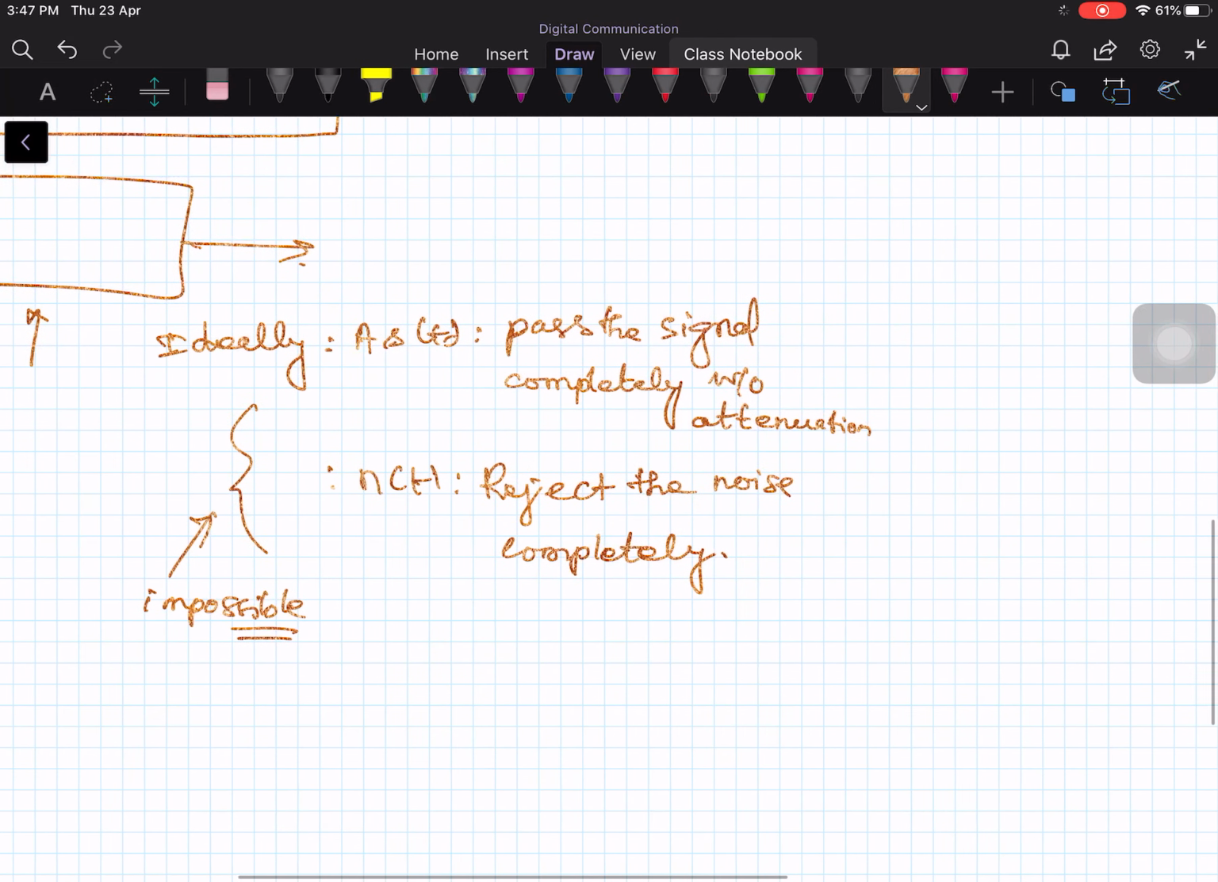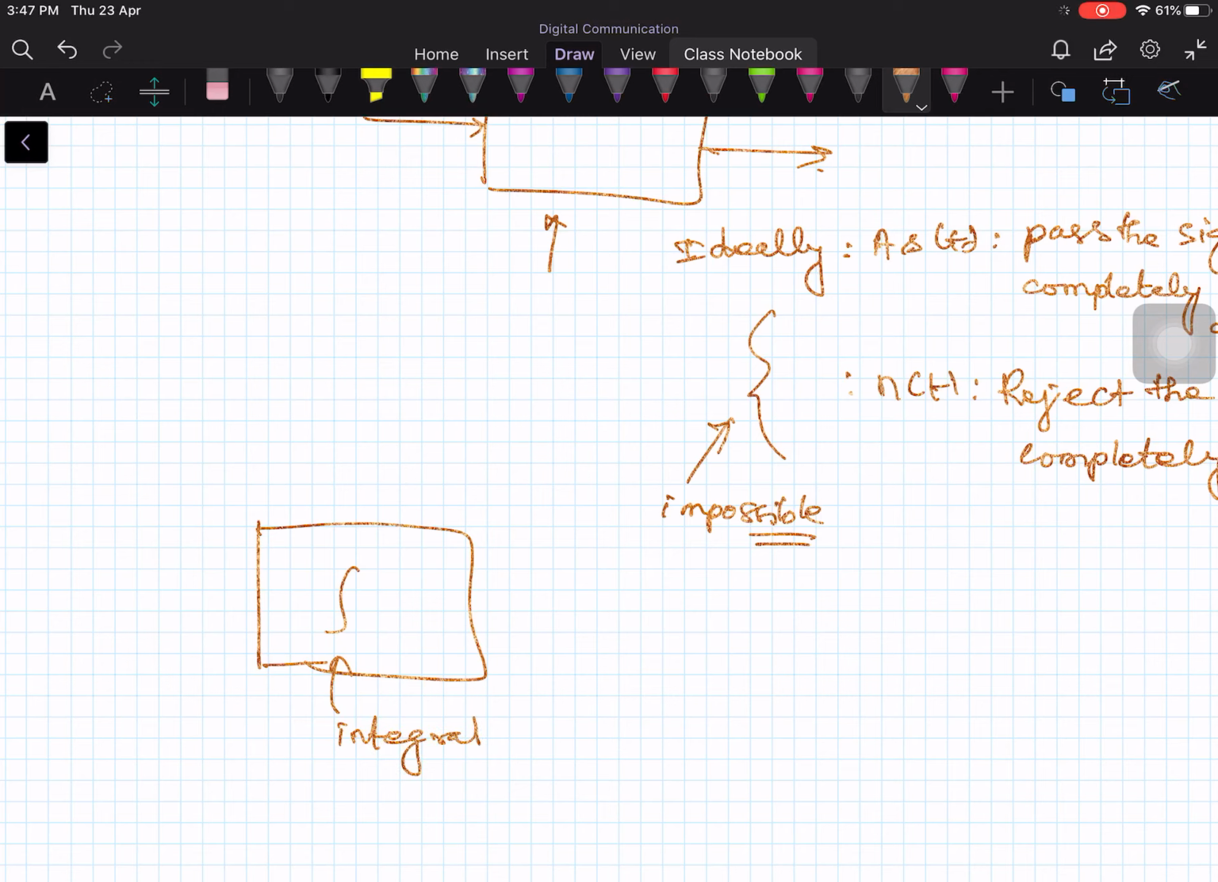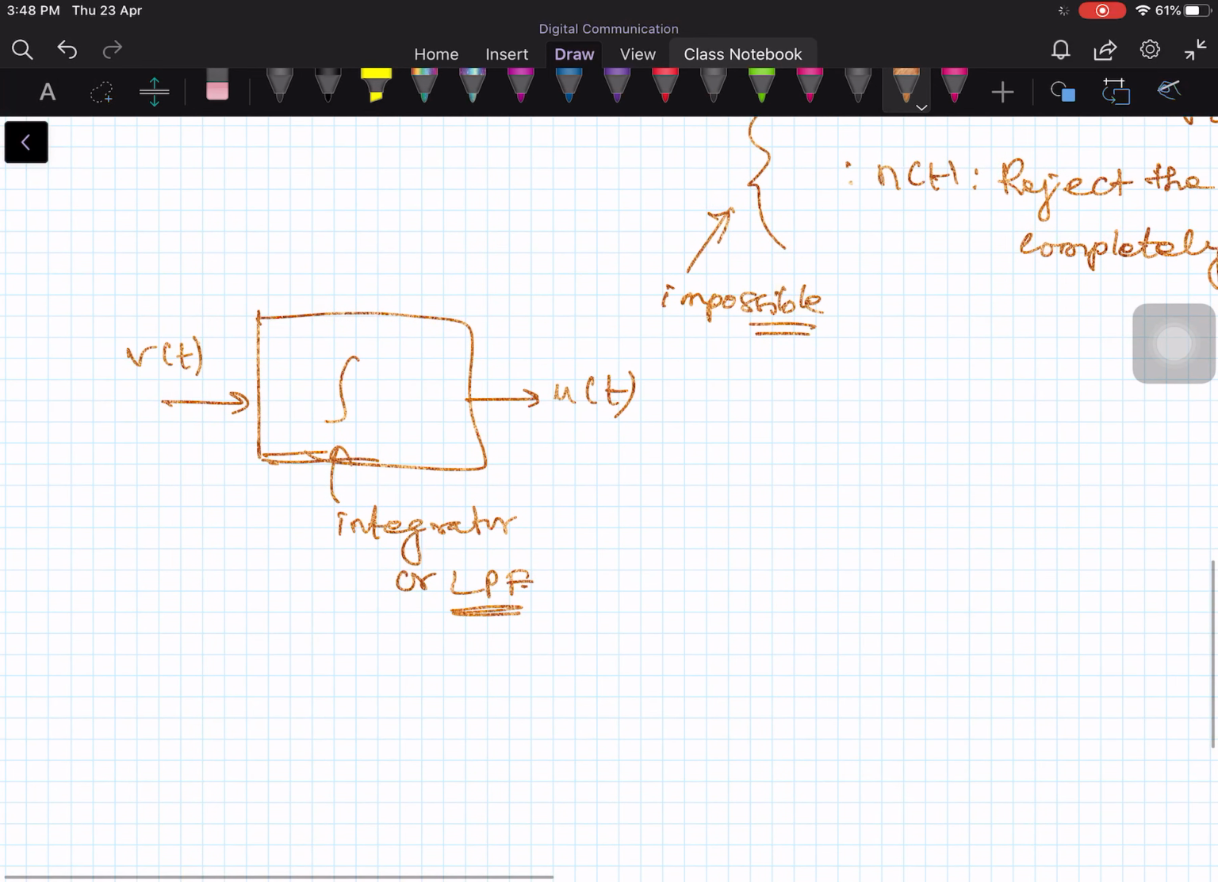Therefore what I will do is I will do some other operation, integrate, that is low pass filter. In the block you put an integrator, this is your V of t, and let's say the output of the block is U of t, and inside the block we have an integrator, or I can say low pass filter. Okay, low pass filter is also called integrator. If you put an integrator, the noise term will be integrated out. So the noise term will be eliminated as much as possible, and it passes only signal to the output. So let us consider two cases here.